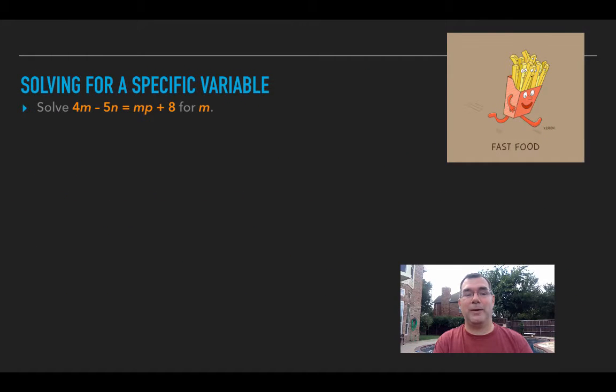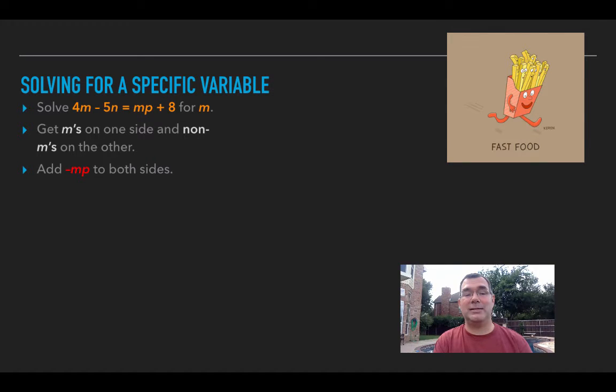Here's another example. If I have 4m minus 5n equals mp plus 8, and I want to solve that for m, that means I need to get m by itself on one side of the equation and everything else on the right-hand side. But notice how the letter m shows up in two places. It shows up in the 4m and it shows up in the mp. So here's what I need to do. Any term that has an m in it, I need to get it on one side, and any term that doesn't have m in it at all, that's going to go on the other side.